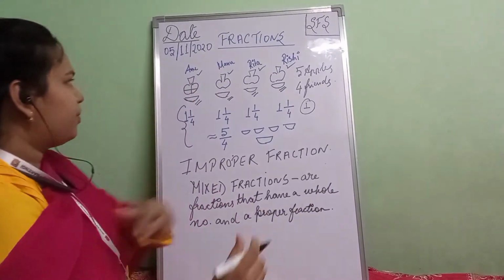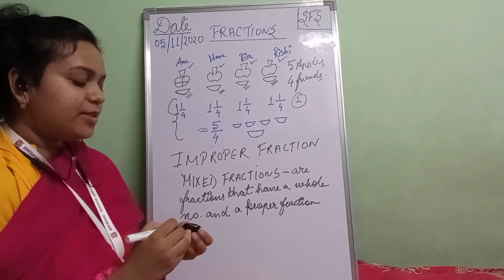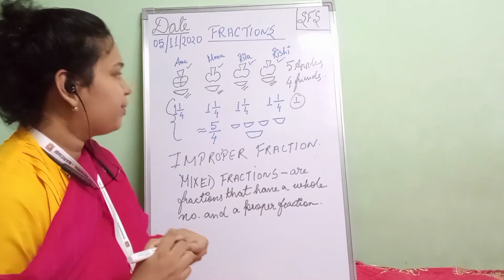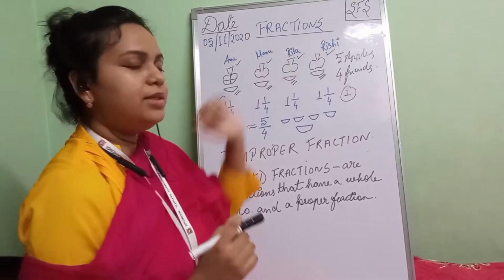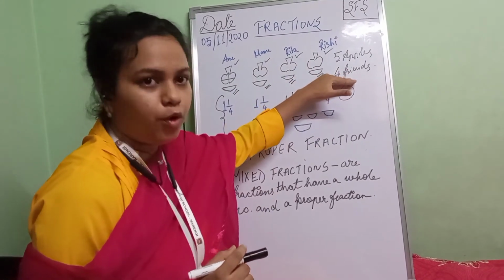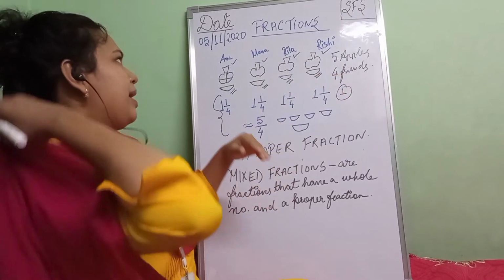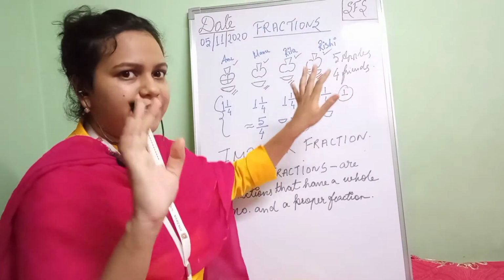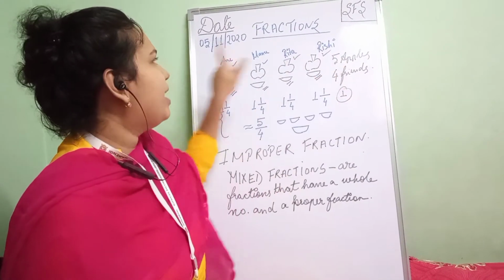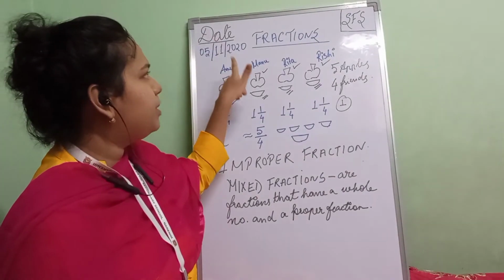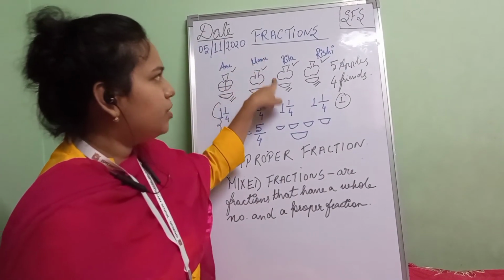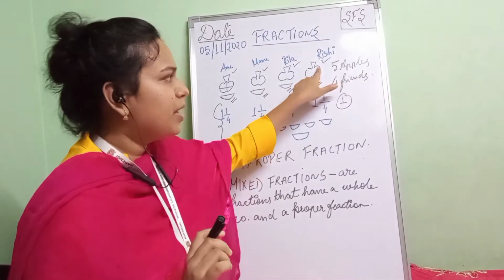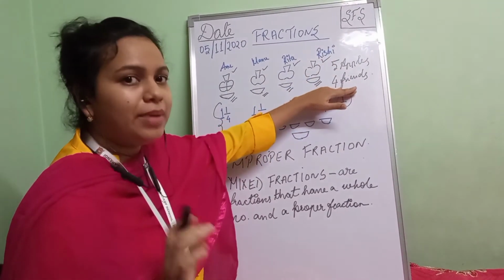Alright, children. Let us go back to our example. In our example, what did we have? We had 5 apples which were divided among 4 friends. At first, what did we do? We gave 1 apple to Anu, 1 apple to Manu, 1 apple to Rita, and 1 apple to Rishi. We did that, and then we had 1 apple remaining, right?